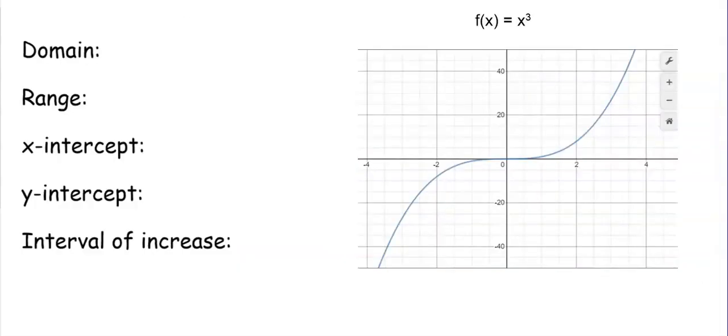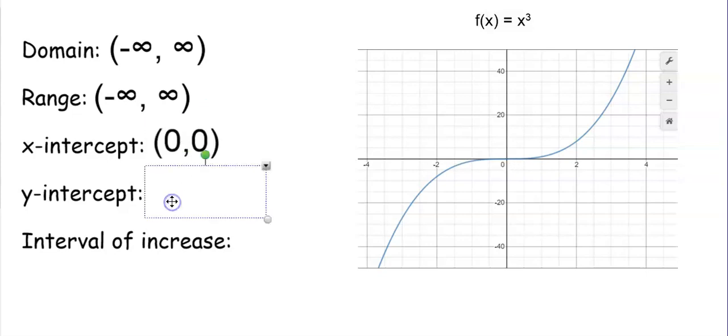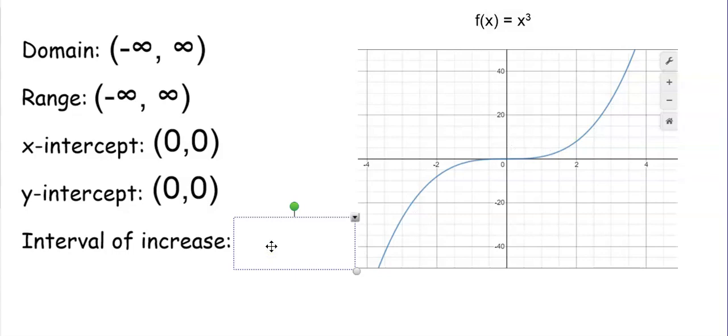Let's look at a few of the key features for this cubic function, f of x equals x cubed. So again, we're just looking at the parent function here. Its domain goes from negative infinity to positive infinity. It's all real numbers. The range also goes from negative infinity to positive infinity, so the range is all real numbers. The x and y intercept are right here at the origin. And the interval of increase, well, it increases throughout its entire domain. So the interval of increase is negative infinity to positive infinity. So there actually is no interval of decrease here. It's only increasing, and it's increasing throughout its domain.